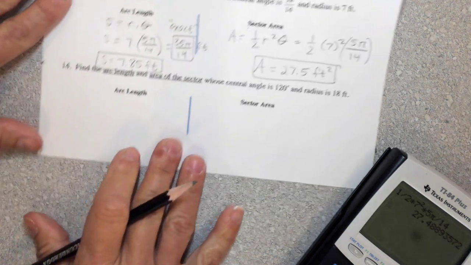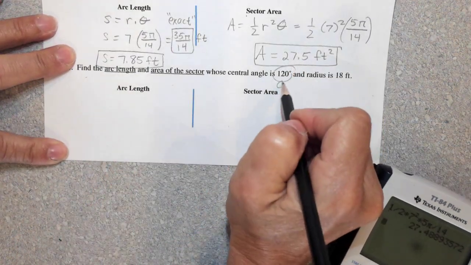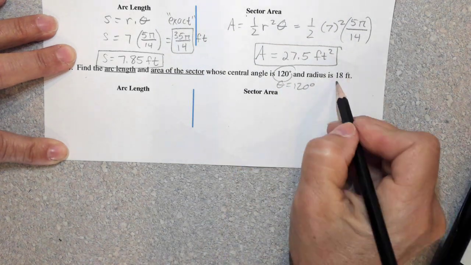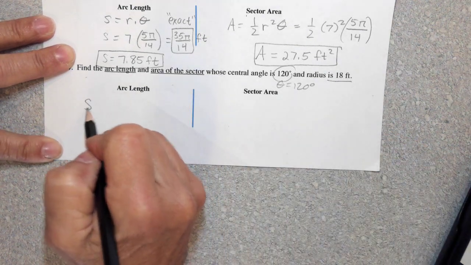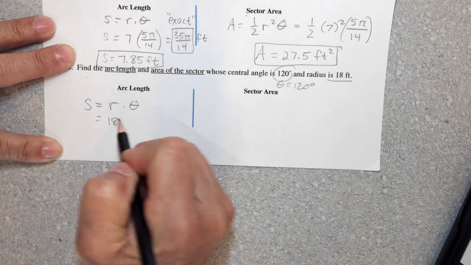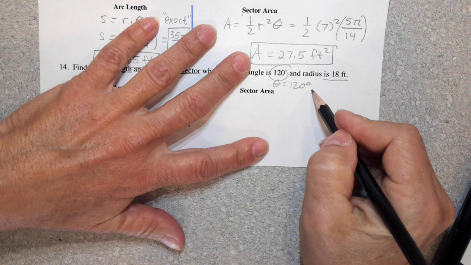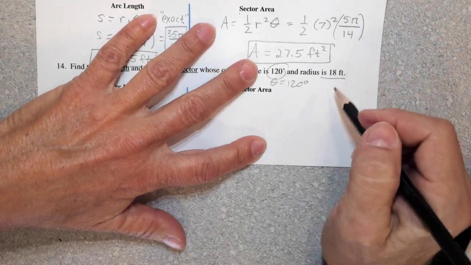So pretty straightforward. This last one is still pretty straightforward. The only catch is going to be that my theta is 120 degrees. I need it in radians. My radius is 18 feet. So I'm going to start with S equals R times theta. I know this is going to be 18, but I need to take my 120 and convert it into radians like we learned how to do on day 2.